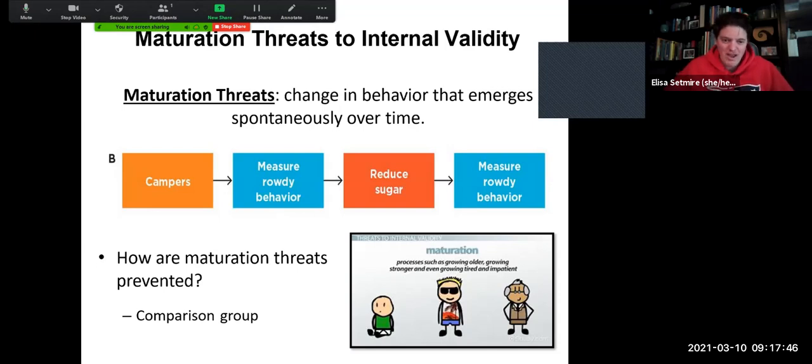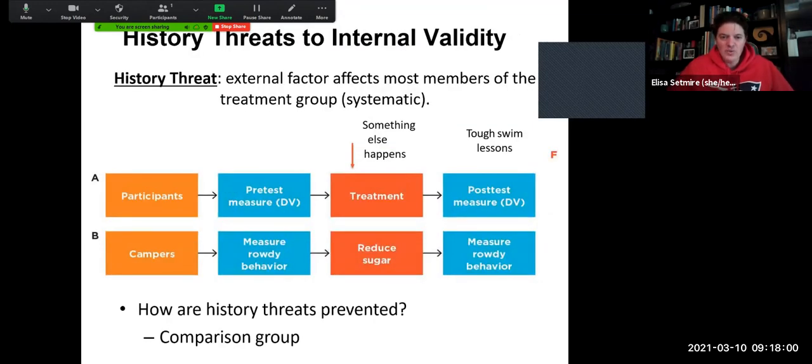If we were to compare our group to someone else, then we can easily identify and hopefully isolate out some of the elements that might have occurred just due to spontaneous changes over time. We can also have history threats to internal validity, where an external factor affects most members of the treatment group.